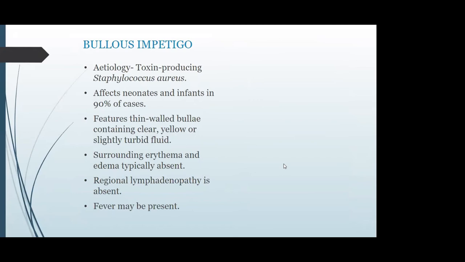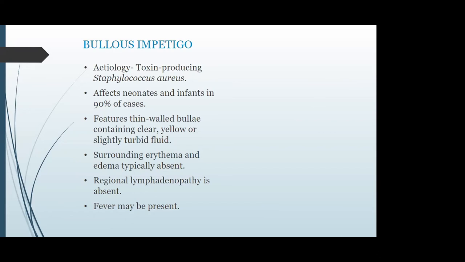Okay, the bullous impetigo is the one caused by toxin-producing Staphylococcus aureus, and this is the one that tends to affect more of our newborns and infants. I can't see the picture coming up, but what it typically presents as is very thin-walled, fluid or pus-filled lesions, and they tend to look clear. The typical surrounding redness is absent, unlike what you find in non-bullous impetigo. And the child may have fever, although the lymph nodes surrounding that area don't seem to be affected.